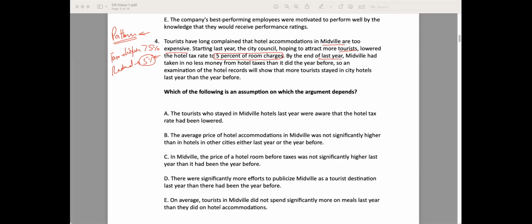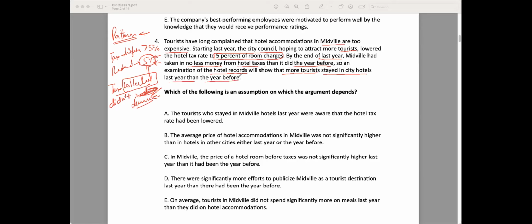By the end of last year, Midville had taken in no less money from hotel taxes than it did the year before. Okay. So we have reduced the tax percentage, but the tax collection did not go down. Didn't decrease. Okay. So see, while we are reducing the tax rate, the tax collection can go down. There's a chance. Okay. So an examination of the hotel records will show that more tourists stayed in city hotels last year than the year before.